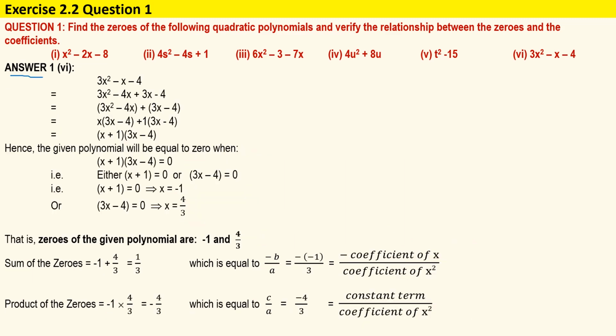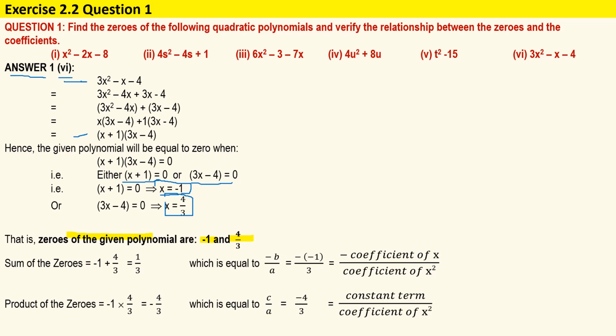Next, let's consider the answer number 1, part 6. We are given 3x square minus x minus 4, and this can be simplified to be written as x plus 1 times 3x minus 4, which implies either x plus 1 is equal to 0 or 3x minus 4 is equal to 0. And by doing this, we get the value of x as x is equal to minus 1 or x is equal to 4 divided by 3. That is, now we have found the zeros of the given polynomial as minus 1 and 4 divided by 3.